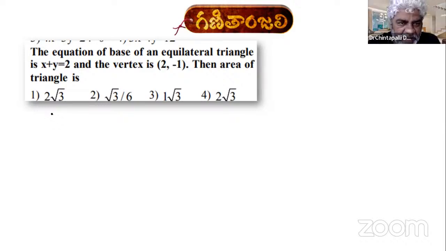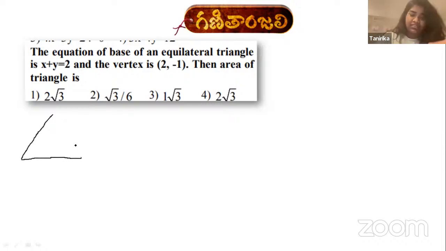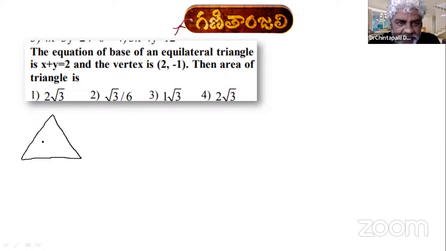See, it is an equilateral triangle. Equilateral triangle means all the sides are equal. Side, side, side. All the three sides are equal. This is small a. This is small a. This is small a.